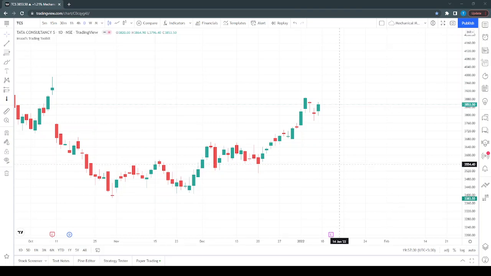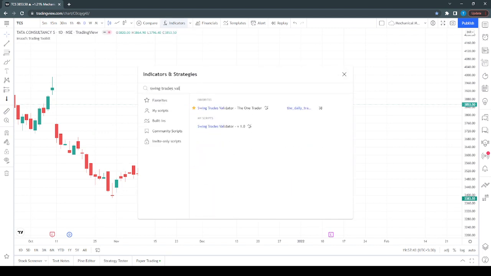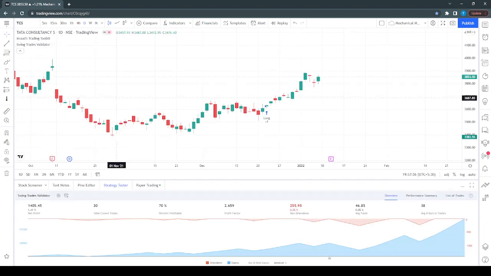Hello everyone. In this video, we're going to be talking about how to use the Swing Trades Validator. This is an open script. You will find it in the indicators section. When you search for Swing Trades Validator, you will see it in community scripts, by The Daily Trader. You just need to favorite it and click on it once, and it will be added to your chart.